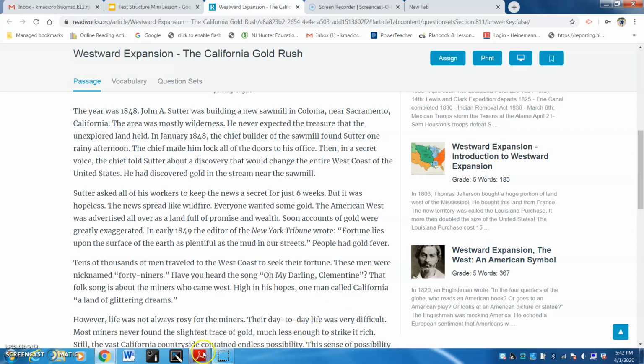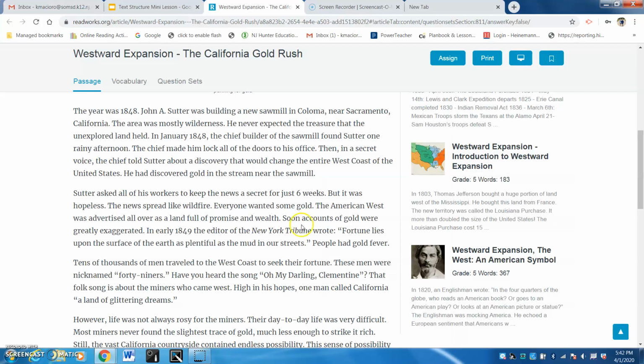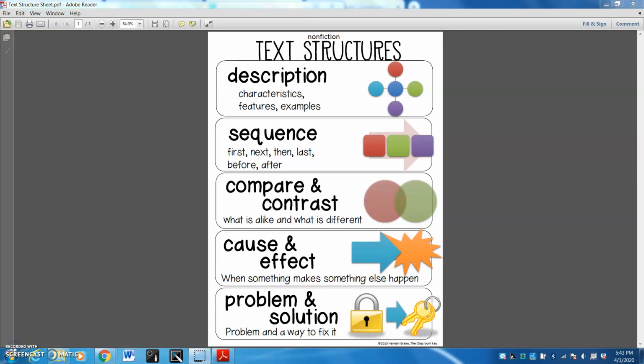So if I go back to my chart, sorry, had a little technical snafu right there. If I go back to my chart and I look at the different structures that I have in front of me and think about what the author was telling me. Now, the author was telling me that there was John Sutter. He worked in a sawmill. His boss came out and told him that he found gold. And then all of a sudden, that finding gold was going to change everything.